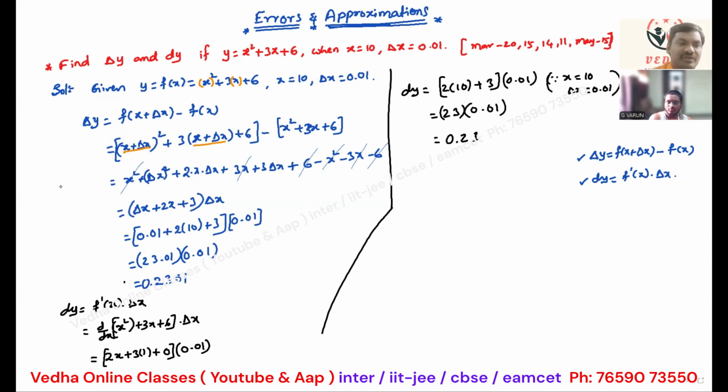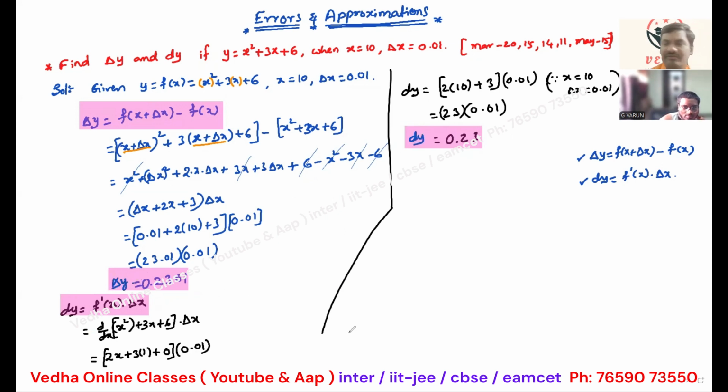Okay. So what is important here? The main important thing is the formula. So delta y is equals to f of x plus delta x minus f of x, and dy is equals to f dash of x into delta x is the formula. Finally, here we are getting the answer as 0.2301 and another answer is 0.23. Here the first answer is delta y and this is dy. Okay. So now next.